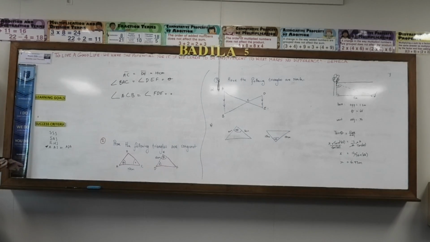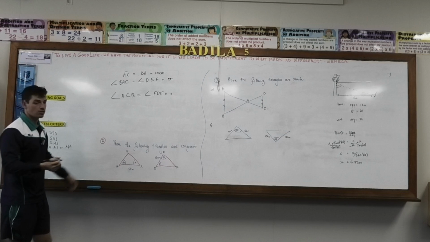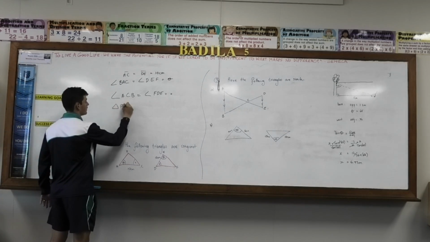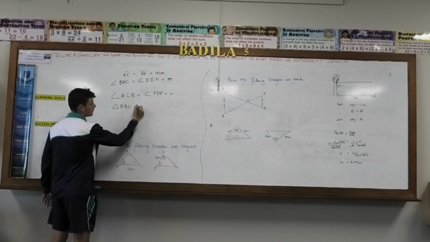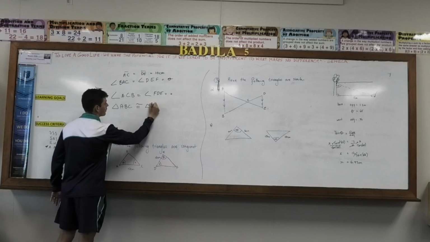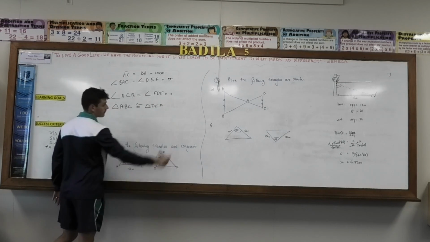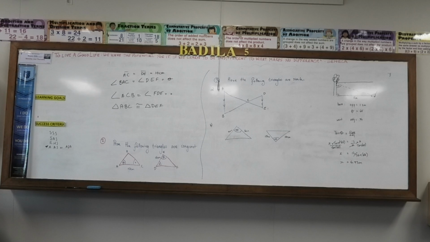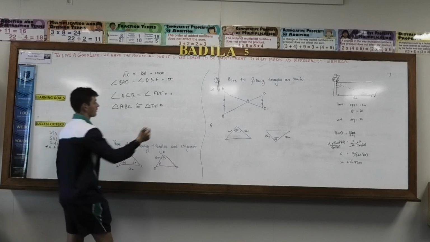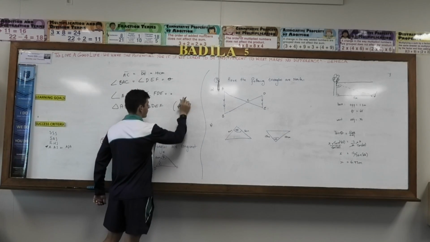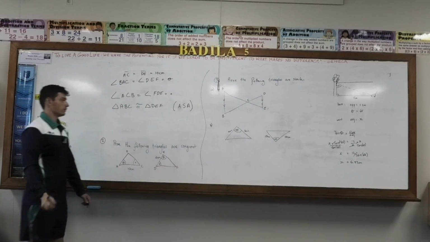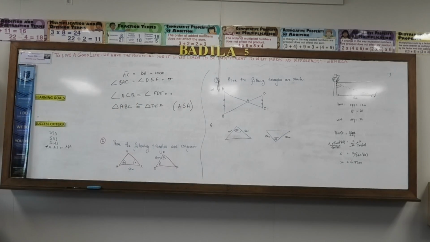Now I've proven that two angles are the same and my sides are the same, haven't I? So I can write triangle ABC, congruent to, with the squiggly line on top, triangle DEF. Happy with that? Yep. If I wanted to be extra special, I could write in brackets ASA. And that proves without a doubt that the triangle is congruent.